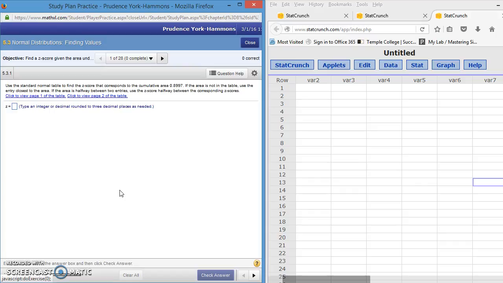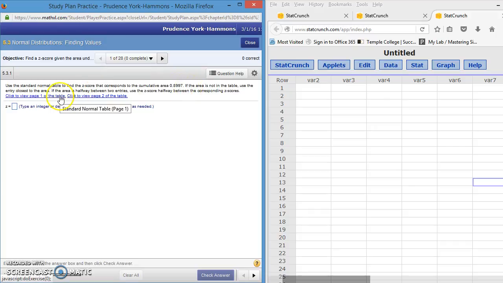Now in Section 3, we're actually doing things that you did in Sections 1 and 2, only we're working backwards. In this case, they gave you the cumulative area, which means all the area to the left of that value. And then you want to find a z-score that corresponds to that cumulative area.